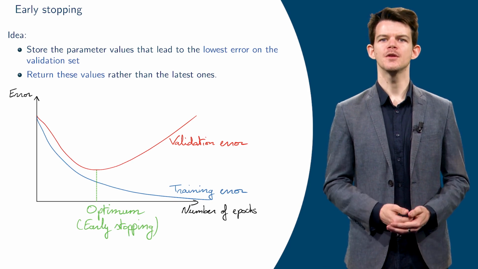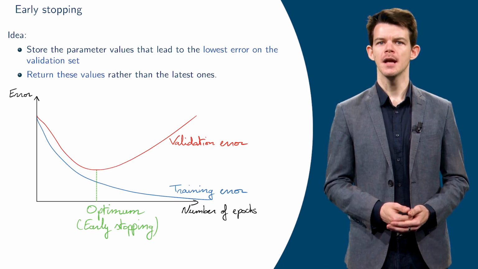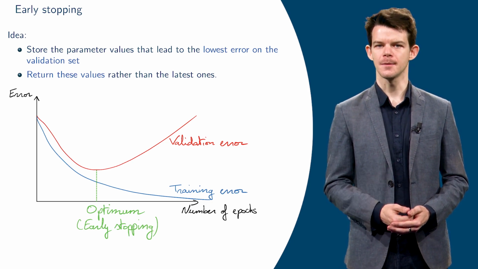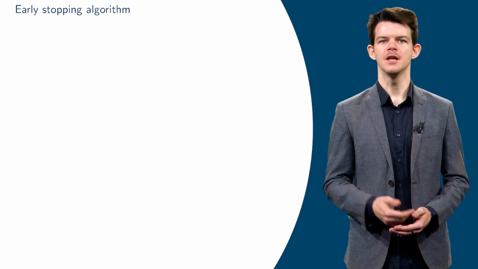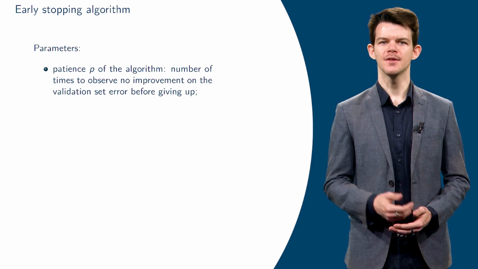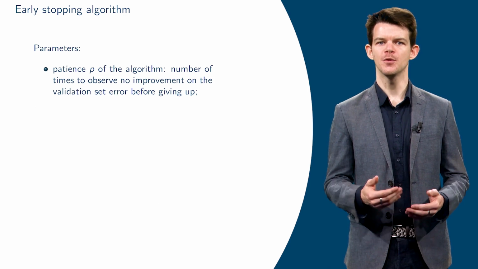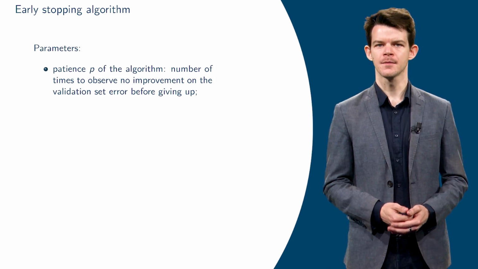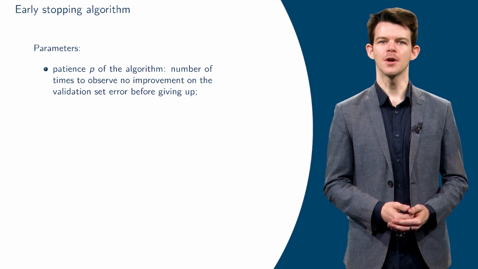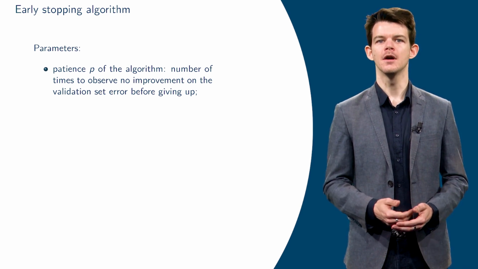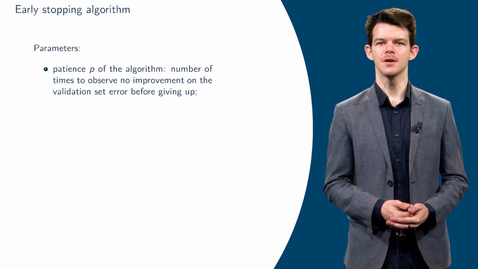In early stopping, we monitor the validation curve during the training and stop the optimization procedure when the validation error stops decreasing. More precisely, in early stopping, the parameter of importance is the patience p, which is the number of steps you are willing to wait before the validation error decreases again. To put it differently, the algorithm stops if the last p evaluations are suboptimal in terms of validation error. In this case, you choose the best parameter values so far, the ones that minimize the validation error.